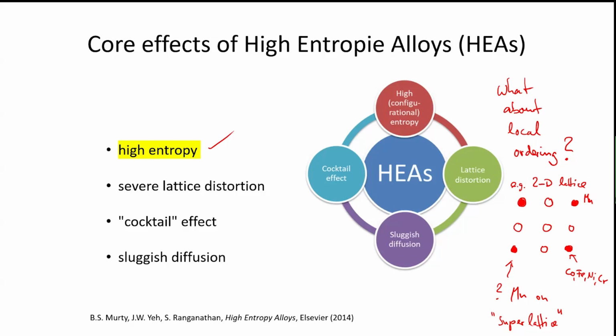Yeah, and then we discussed already severe lattice distortion and sluggish diffusion. They are correlated together. This one is not so clear for me whether it really exists. And this is what we will be dealing with. Is diffusion sluggish or is it not?